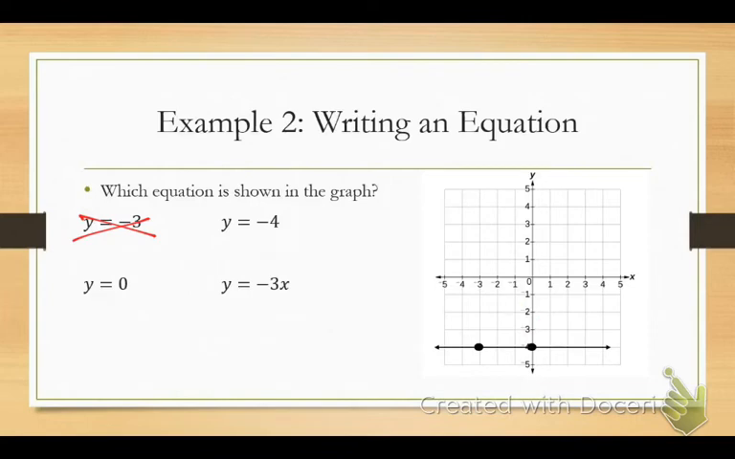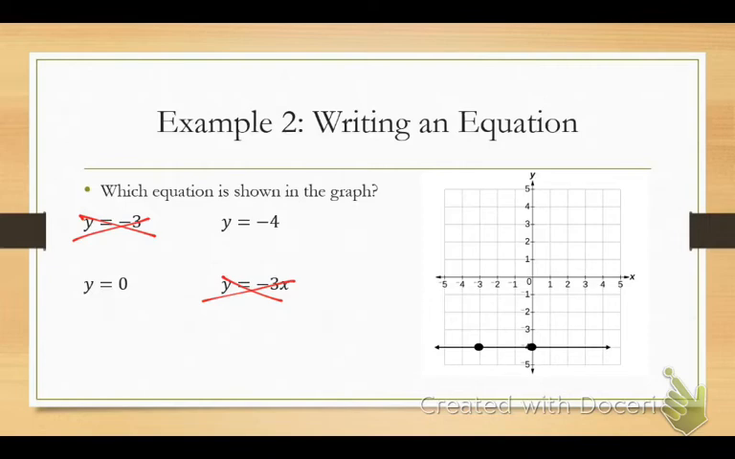Which one? What's another one that it's not? Definitely not. Jada? -3x, because that one has a slope, right? So that's not going to be a horizontal line. You're going to be going down 3 and over 1. So it's definitely not that one. All right, Talila? No, it's the other one.